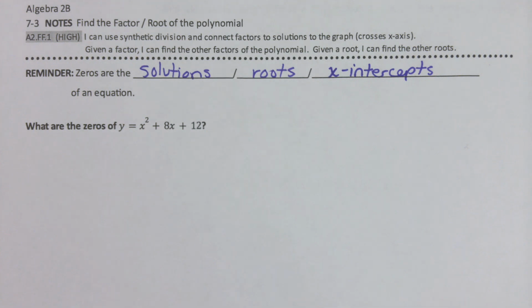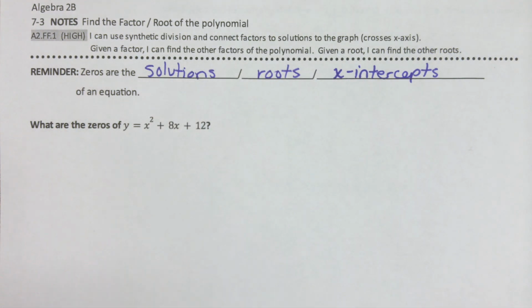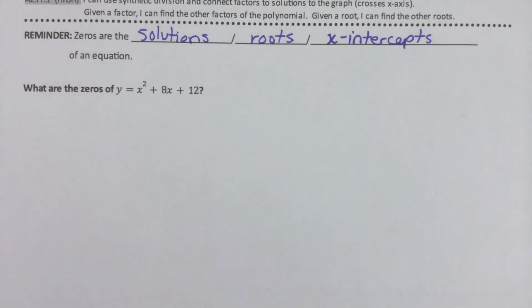You have to be aware that these terms are all interchangeable with one another. Zeros, roots, solutions, x-intercepts all refer to the same thing. They're asking for the same thing. This question here is just a little bit of a warm-up for what we're going to be doing later. What are the zeros of y equals x squared plus 8x plus 12?